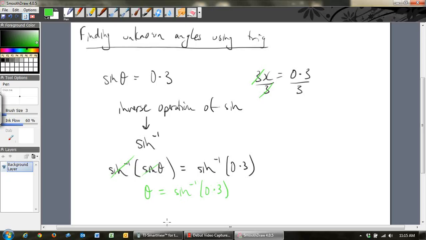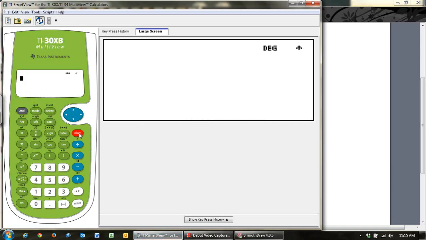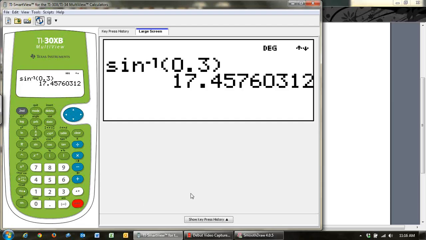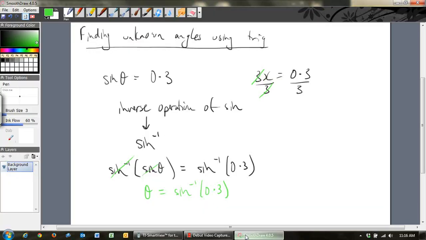And you go, well, what the heck is that? Well, you go to your trusty calculator again and ask it, what's sine -1? Above sine on your calculator is sine -1. To get to that, that's the second menu. So you press second, sine, and that gives you sine -1. Then you type in 0.3, close the bracket, and press enter, and that'll tell you what the angle is equal to. So the angle is equal to 17.46 degrees.